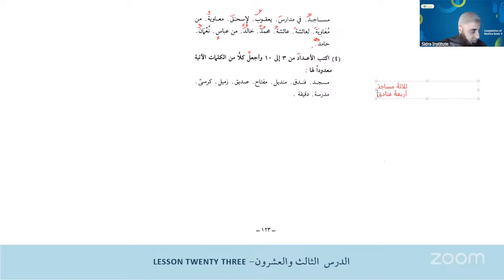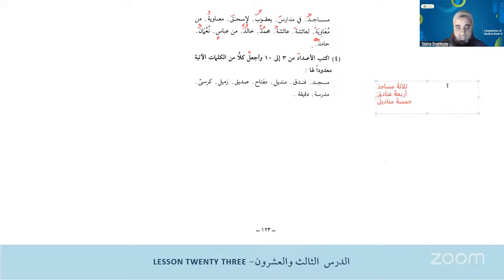Because it's ghair munsarif, that's why we are bringing the word with fatha bila tanween. For number 5, let's use the word mindil, which means handkerchief. Now we want to say 5 handkerchiefs. So khamsatu manadila. That means 5 handkerchiefs.